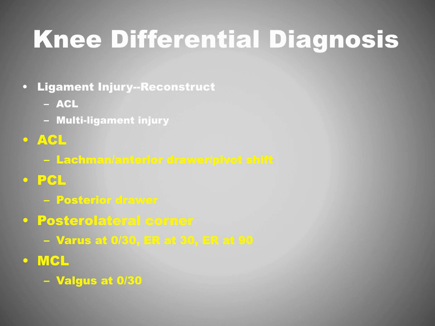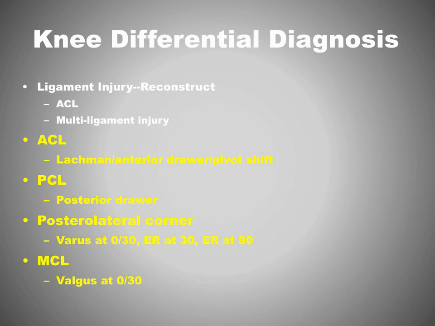Now, if someone has a true ligamentous instability from trauma, this is usually in my practice going to be surgery in all but the least active patients. An ACL tear is going to have a Lachman test, anterior drawer, pivot shift. PCL is going to have a posterior drawer positive. Posterolateral corners will have varus at full extension and 30 degrees, especially when combined with a cruciate ligament.